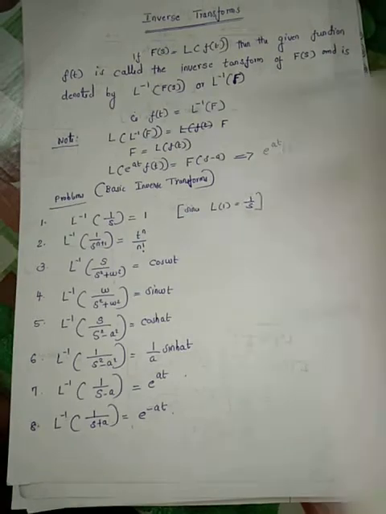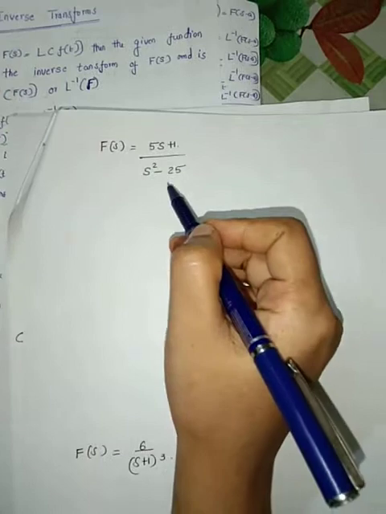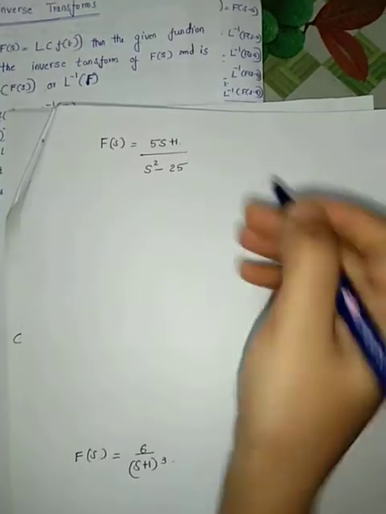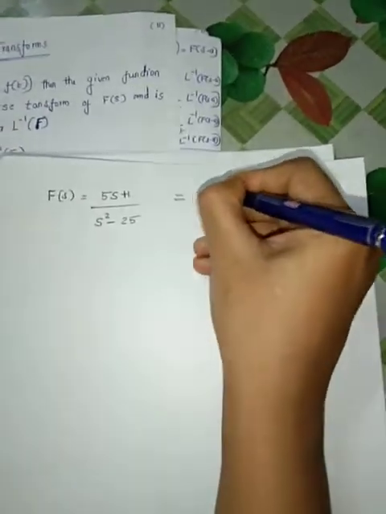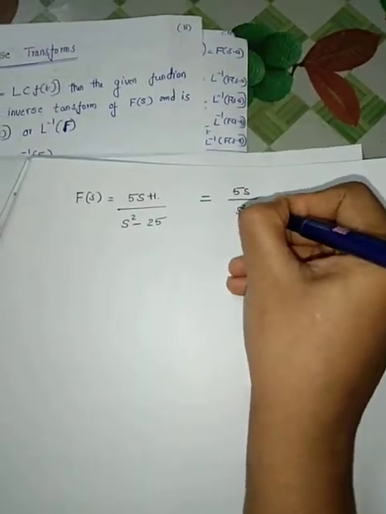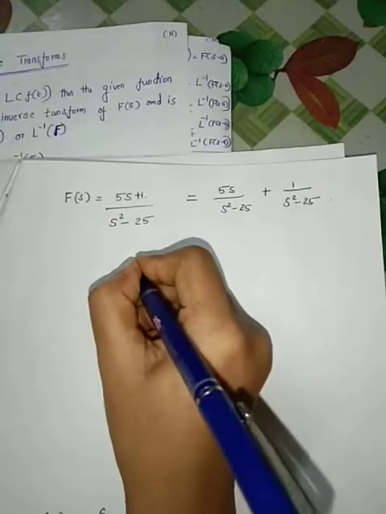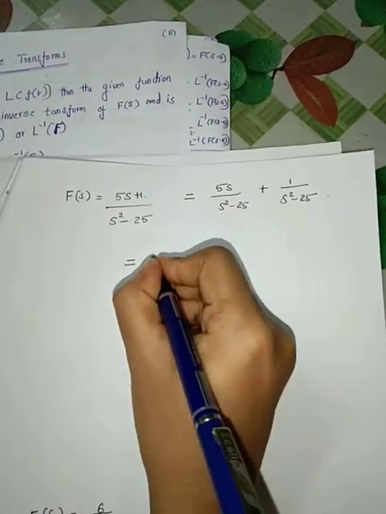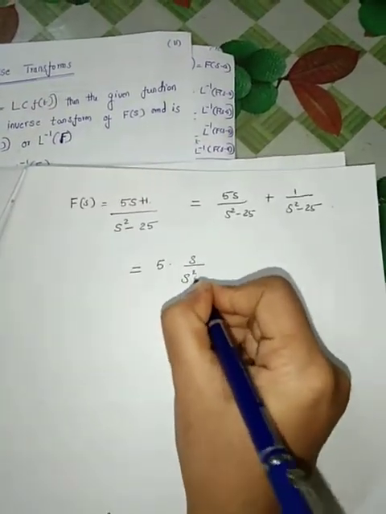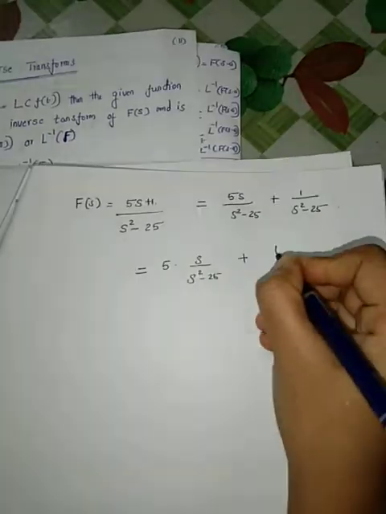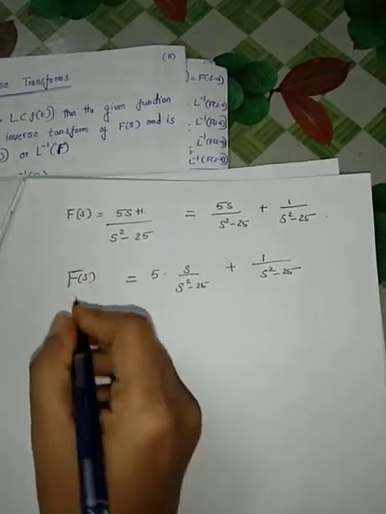Then look at the first problem. Find the inverse transform of F of s is equal to 5s plus 1 divided by s square minus 25. First we have to split into 2. That is 5s divided by s square minus 25 plus 1 divided by s square minus 25. In the first fraction, 5 is a constant, we can take it outside. That is 5 into s by s square minus 25 plus 1 by s square minus 25. This is F of s. You have to find its inverse transform.